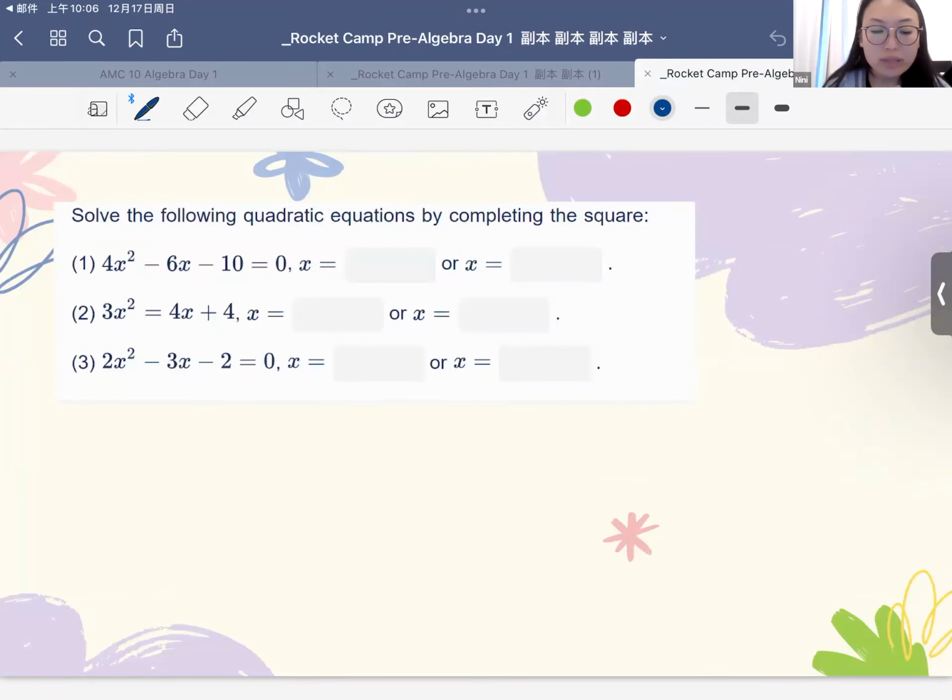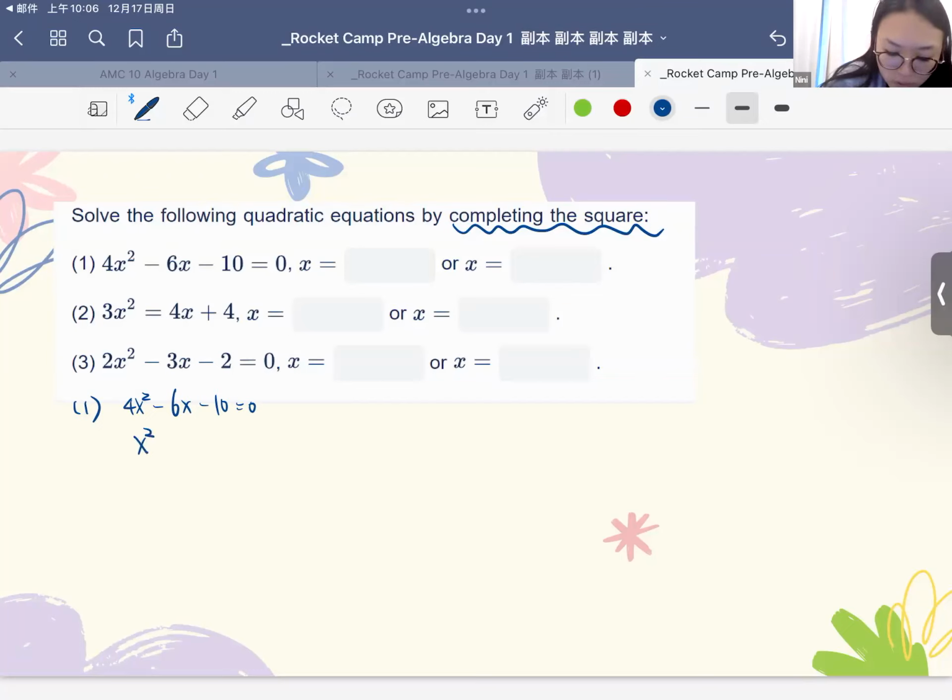The first one, we need to solve the following quadratic equation by completing the square, okay? So the question already tells us which method we should use to solve for this quadratic equation. So basically for the first one, let's try to do it. So here we have 4x squared minus 6x minus 10 equals to 0. And the first thing we need to do is to change the coefficient for the highest term, x squared, to be 1.